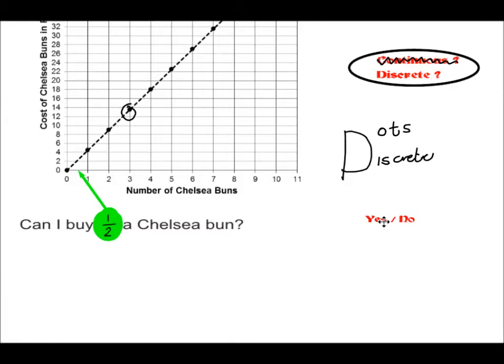So is it discrete or continuous? That was the answer to that. Can I buy half a Chelsea bun? Well, no.